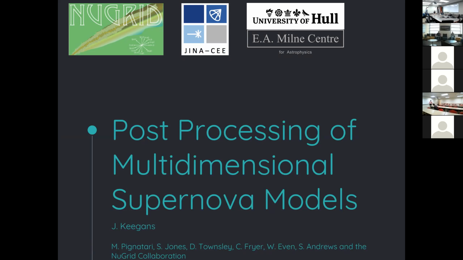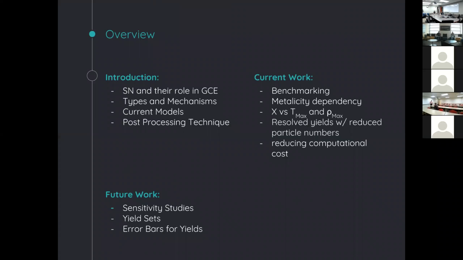I'll just quickly go through the main points that I want to talk about today. We're going to talk about supernova very briefly and their role in JINA-CEE, the types of mechanisms and the current models that we have. I'll talk very briefly about post-processing. I'm sure a lot of you will be very familiar with it. And then I'll move on to talking about my current work, which so far has mainly been benchmarking to make sure that the things that we're doing are correct. But I've also had a look at metallicity dependency and trying to reproduce some results from some papers.